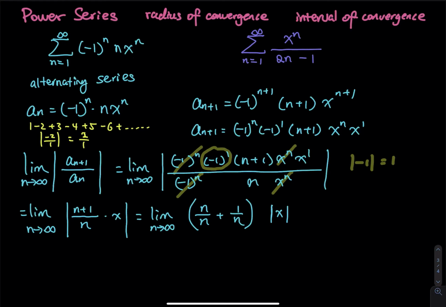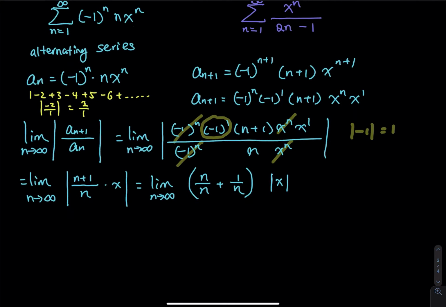And then we simplify the fractions. So the limit as n approaches infinity of 1 plus 1 divided by n, and then times the absolute value of x. Let me give you 1 second to tell me what happens when n approaches infinity. The 1 divided by infinity is equal to 0. 1 plus 0 times the absolute value of x is equal to the absolute value of x. So the limit is finished right here.